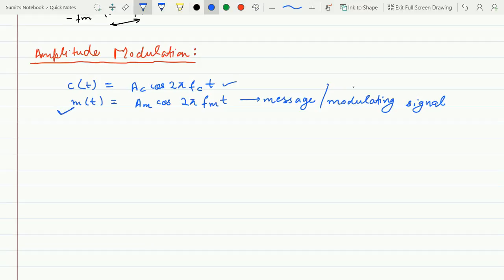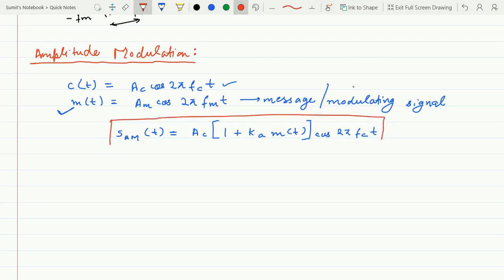Now if I want to write the general expression for AM, I can write it as Ac (1 plus ka m(t)) cos 2 pi fc t, where m(t) is your message signal. So this expression is important. If you can remember that, that would be very good. Just highlight this. Now you can see in this expression that Ac cos 2 pi fc t is your carrier signal itself.